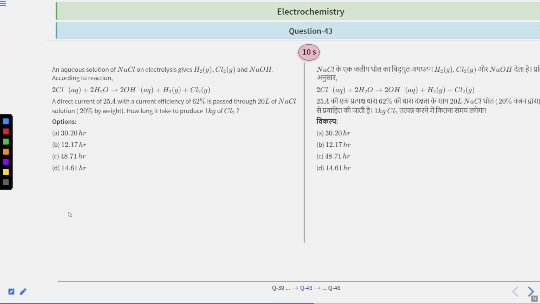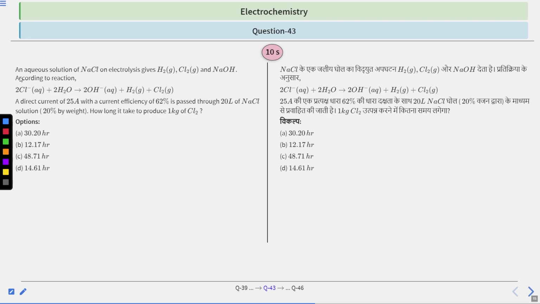Okay, now let's move to the next question, question number 43. An aqueous solution of NaCl on electrolysis gives H2, Cl2 and NaOH. According to the reaction, 2Cl- plus 2H2O giving us 2OH- plus H2 plus Cl2. Now, a direct current of 25 ampere with a current efficiency of 62% is passed through 20 liter of NaCl solution, which is 20% by weight. How long does it take to produce 1 kg of Cl2?